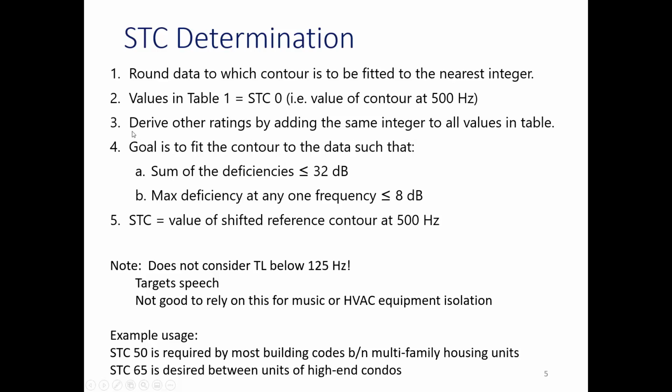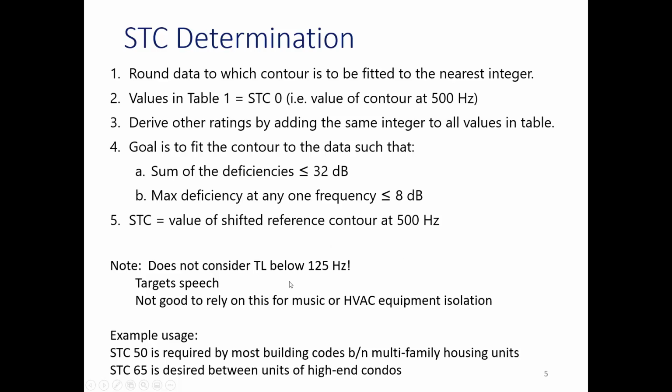So the goal, hopefully what I said is a little bit clearer than that. I used a lot more words than was fit into this line here, but you want to look at all the deficiencies between that contour and your 1/3 octave band transmission loss data, and you want the sum of your deficiencies to be less than or equal to 32, or you want the maximum deficiency to be less than or equal to 8 decibels. And then wherever that line is, the highest level where this is still satisfied, the value of that shifted contour at 500 hertz will be your STC rating.